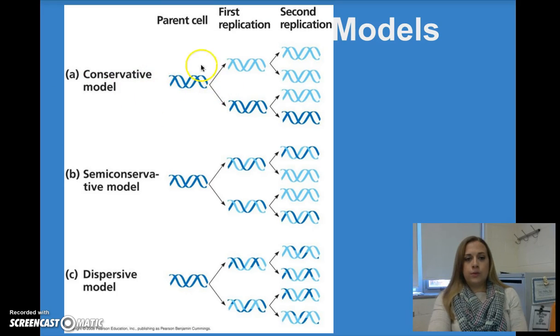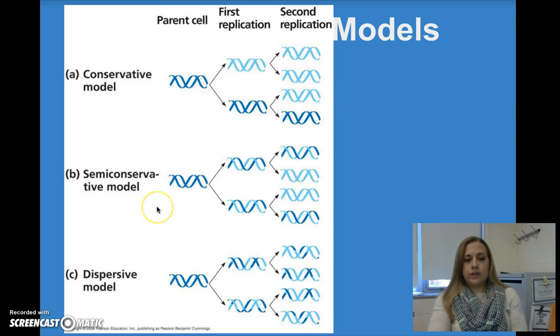If you had a parent cell, which is this first column, that parent cell is going to have the original strand of DNA, shown in that dark blue. Let's look at the conservative model first. The conservative model says that you're going to keep your old strand and then you're going to produce a new strand. So you can see here, you've got your old strand, that dark blue, and now you've got the 2 dark blue strands together. In the first replication, you've got a completely brand new strand, represented in the light blue. And then when you have a second replication, the same thing is going to happen. This is still going to be your original strand, and now you're going to make another new strand.